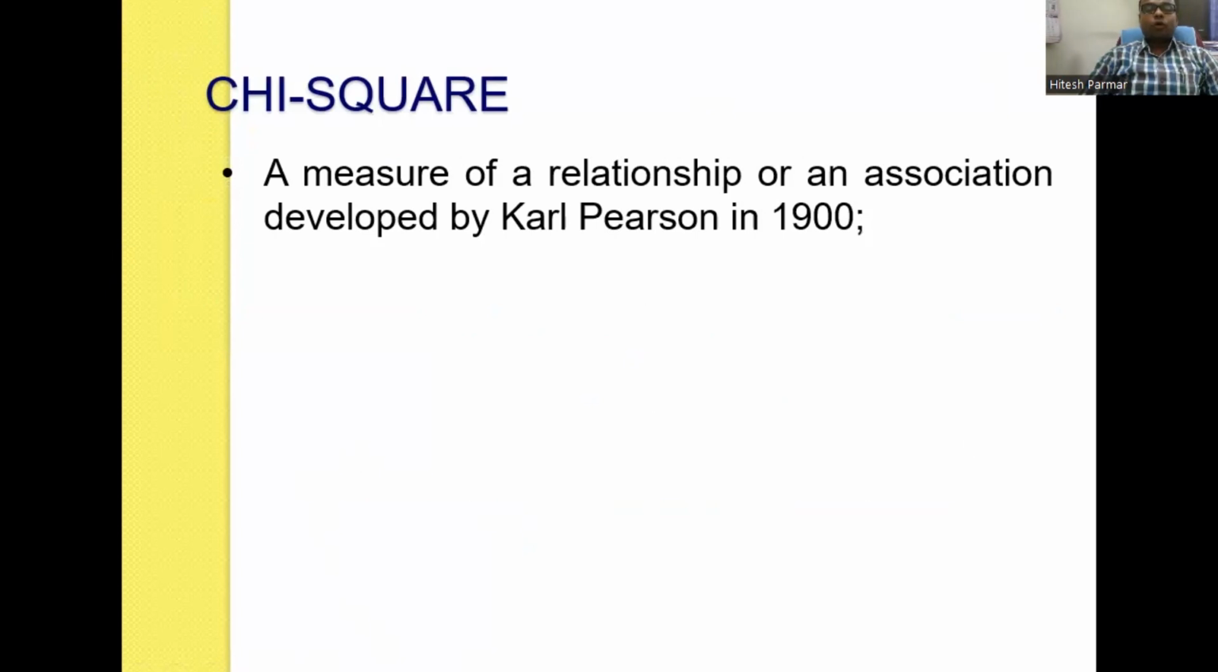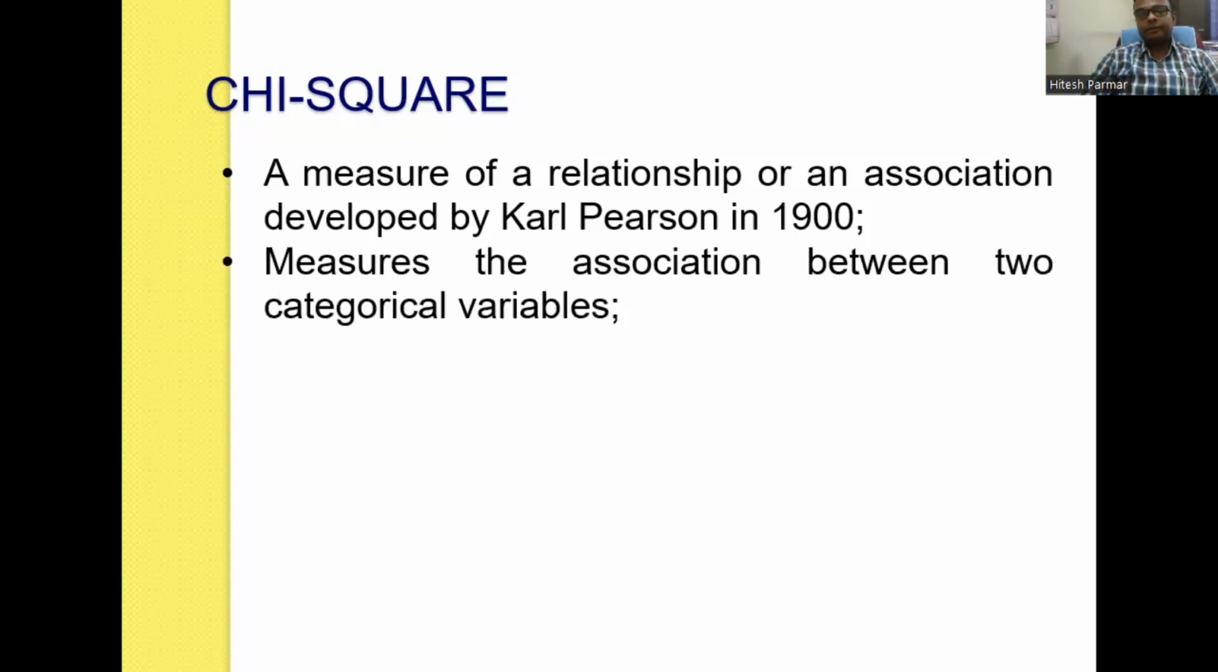So what is the chi-square test? It is a measure of relationship or association developed by Karl Pearson in the year 1900. Karl Pearson, you all are aware, is the same person who has given us the correlation coefficient. So the same person has also given the measure of the strength of a relationship or an association. So the chi-square test is a measure of a relationship or an association developed by Karl Pearson in the year 1900.